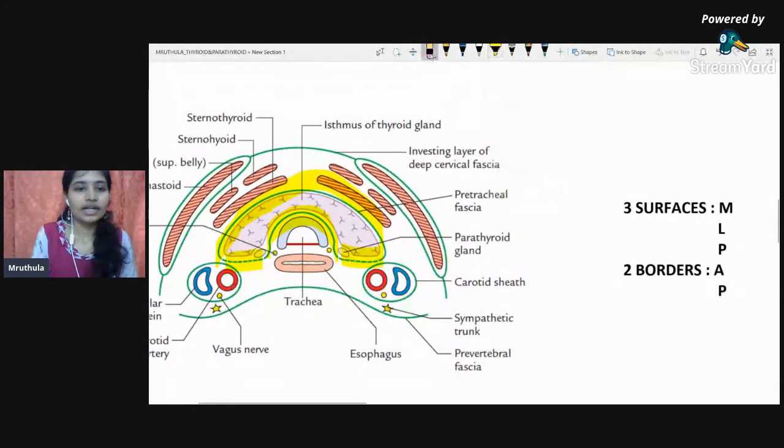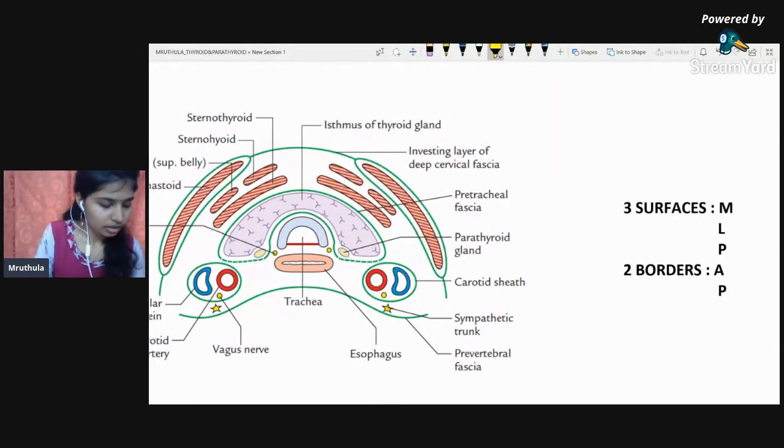Now there are two borders in the thyroid gland. What could the two borders be? One is an anterior border, the other is a posterior border. First we'll see the posterior border. The posterior border is located here, I'm marking that for you. The posterior border separates the medial surface from the posterolateral surface.